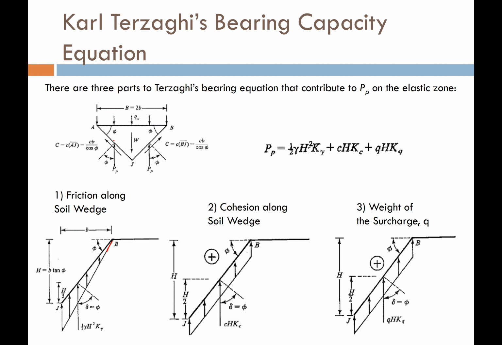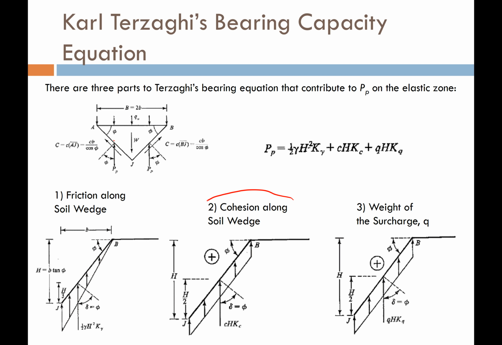So we call that, or we compute that with K gamma. The rest of this should look familiar though. 1/2 gamma h squared. That's just computing the area of our pressure distribution that's acting along that failure wedge. That's really what we're trying to get.